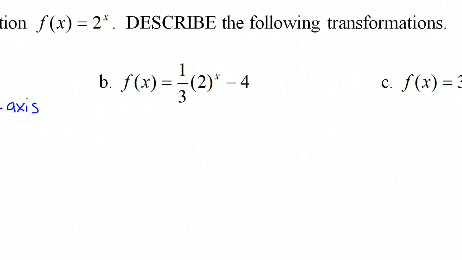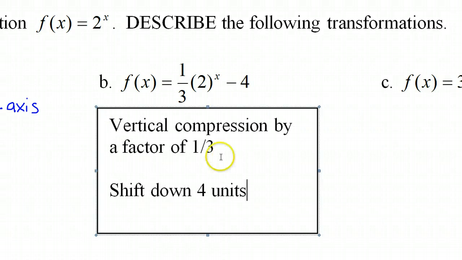Okay, looking at B here, we've got the two transformations. This 1/3, because the a value is less than 1, that is a vertical compression by a factor of 1/3. Alright, and of course the -4 is a shift down 4 units.